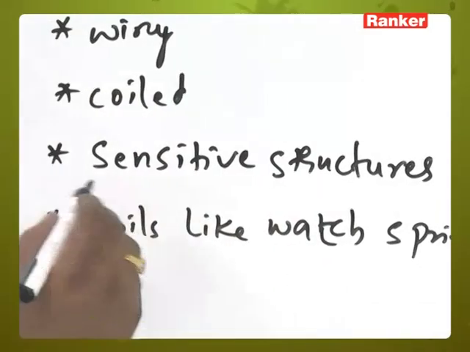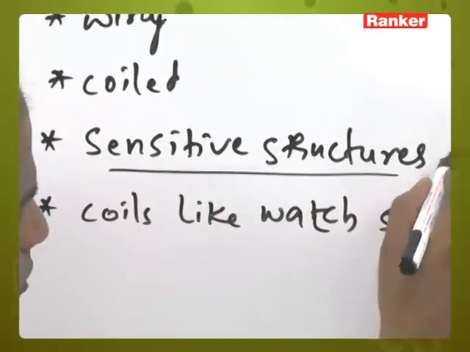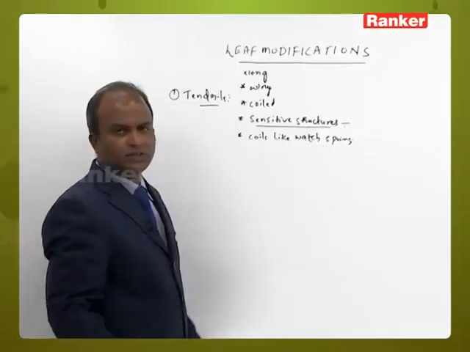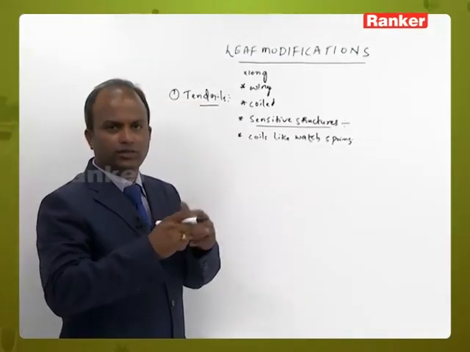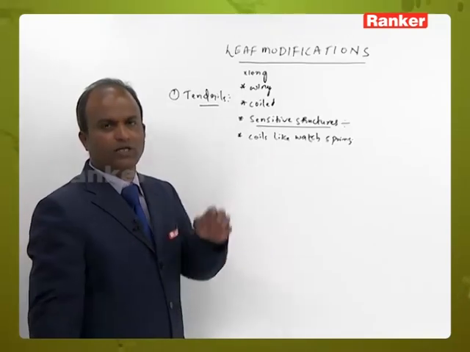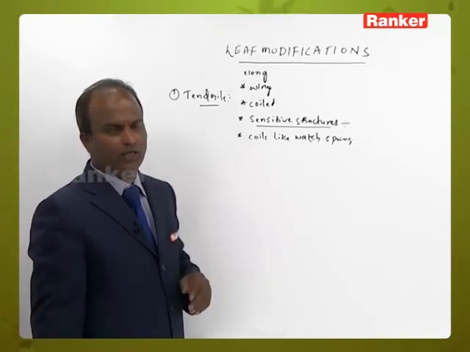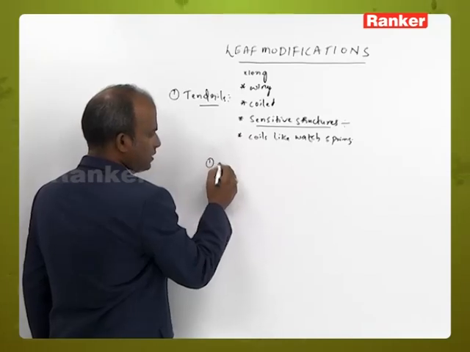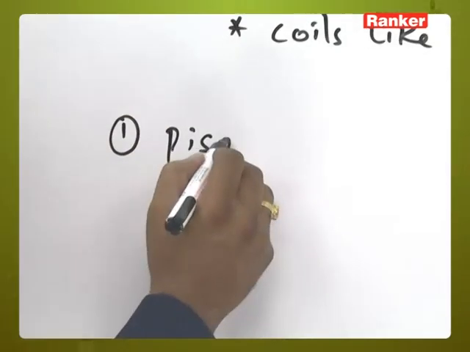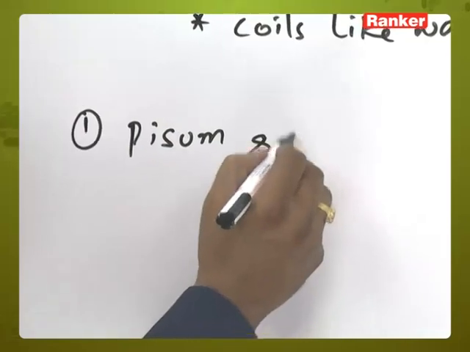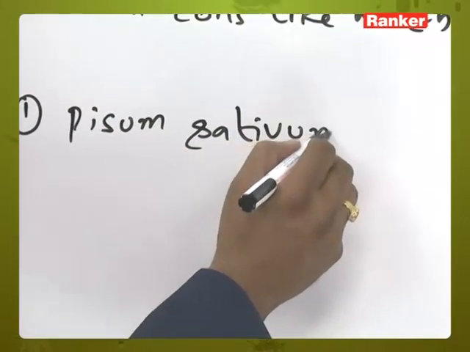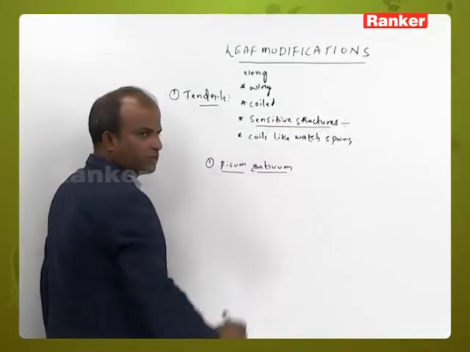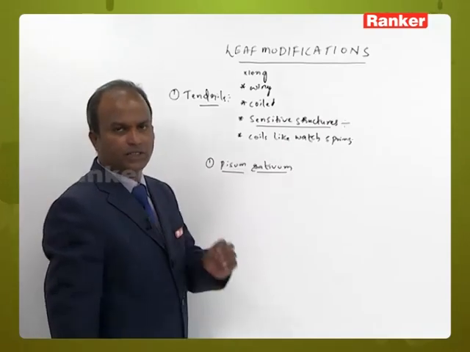Here in these tendrils, due to their sensitive nature, if they touch any support, immediately they coil around the support and help in climbing. The first example of tendrils is Pisum sativum.